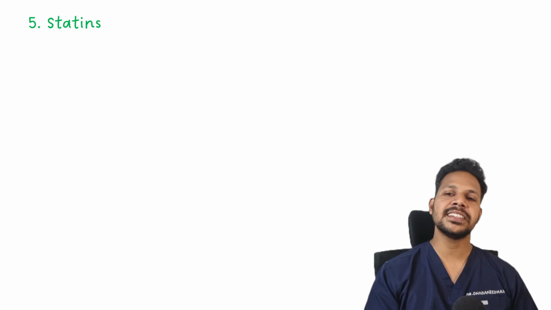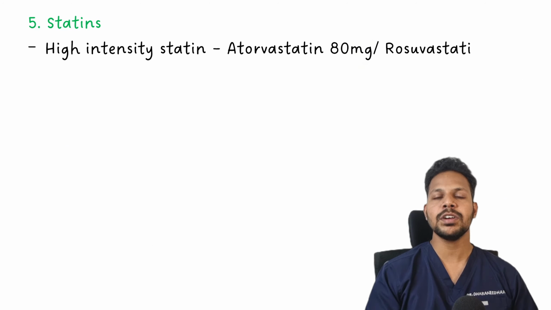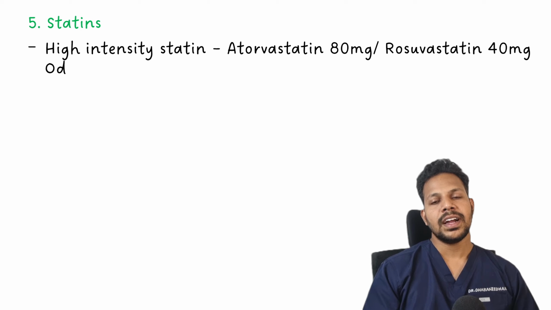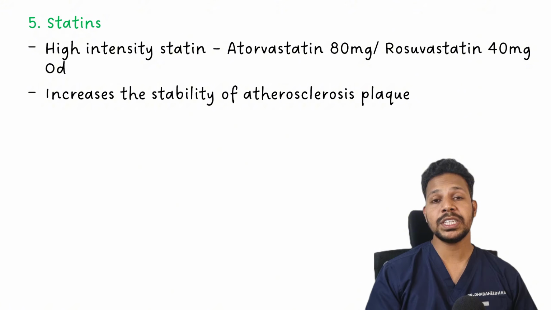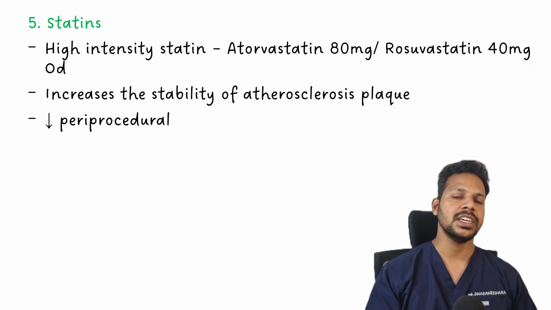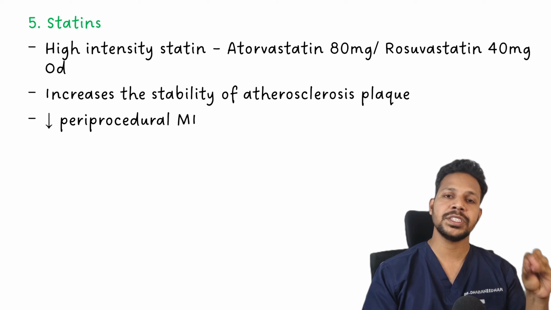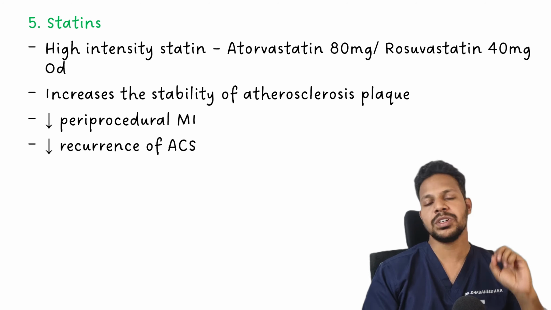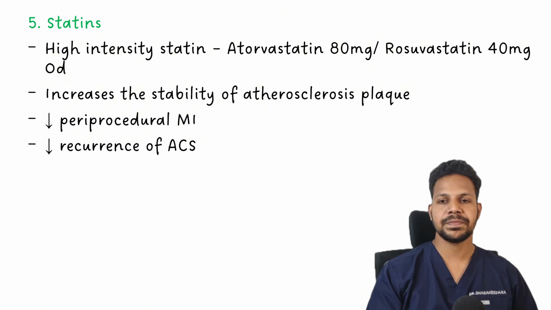The next group of drugs are statins. We use high intensity statins. The high intensity statin means atorvastatin of 80 milligrams or rosuvastatin of 40 milligrams per day. And the statins will increase the stability of atherosclerotic plaque and they have been shown to reduce peri-procedural myocardial infarction. That is, after you've done a PCI or CABG, if the patient is already on statins, the incidence of MI after the procedure is significantly reduced with the usage of statins. And the recurrence of acute coronary syndrome has also been shown to be reduced with the usage of statins. That is why high intensity statins should be used along with dual antiplatelet therapy.